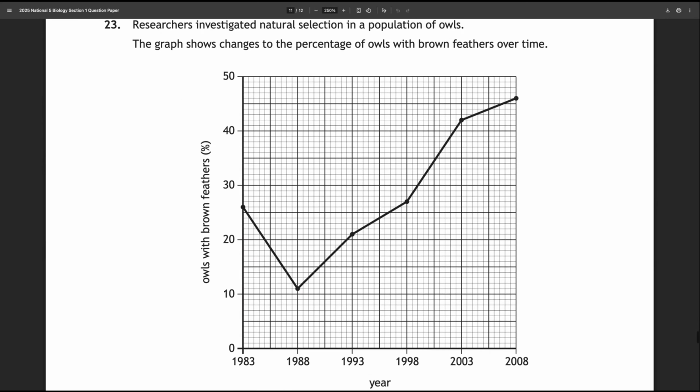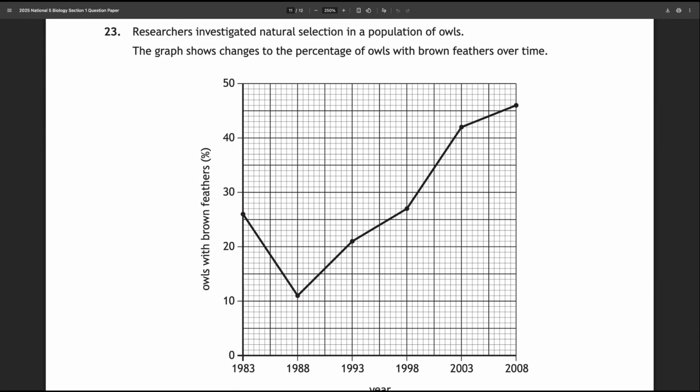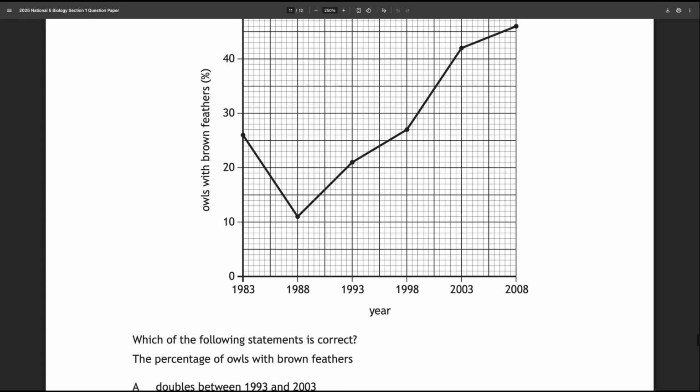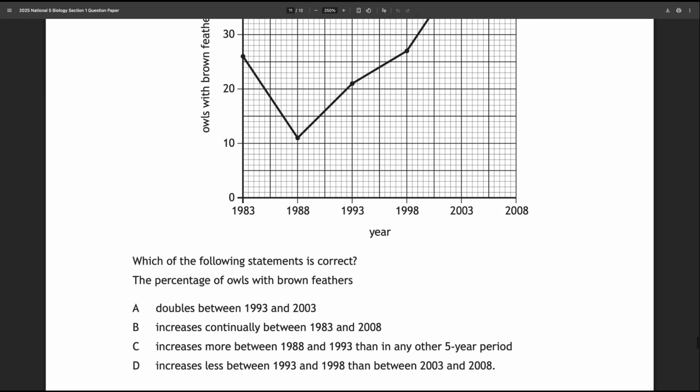Okay, 23. Researchers investigated natural selection in a population of owls. The graph shows the changes to the percentage of owls with brown feathers over time. So we see with various years there, the percentage of owls that have brown feathers. Which of the following statements is correct? The percentage of owls with brown feathers. Now for this type of question, I would always suggest going through each of the options and eliminating them as you go until you find one which is correct based on the data in the graph.